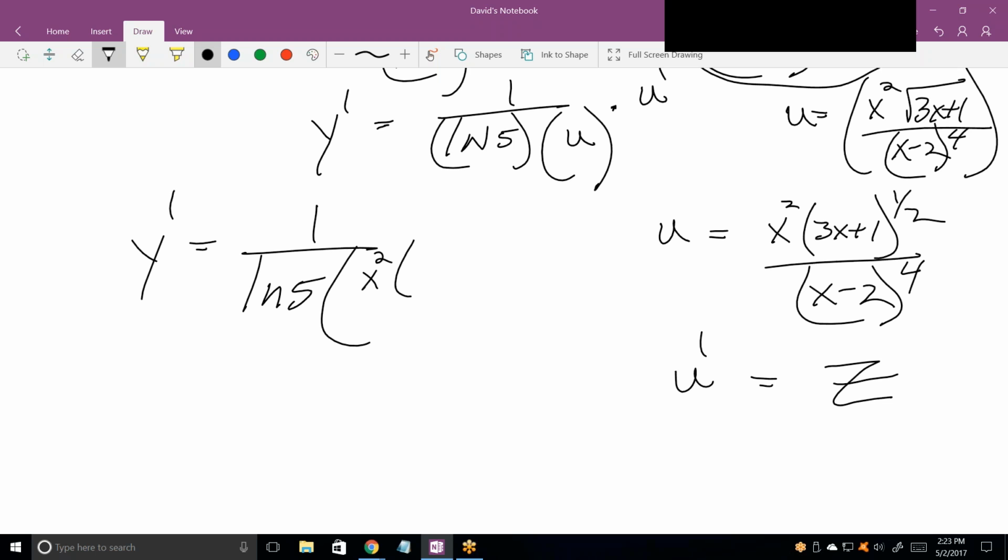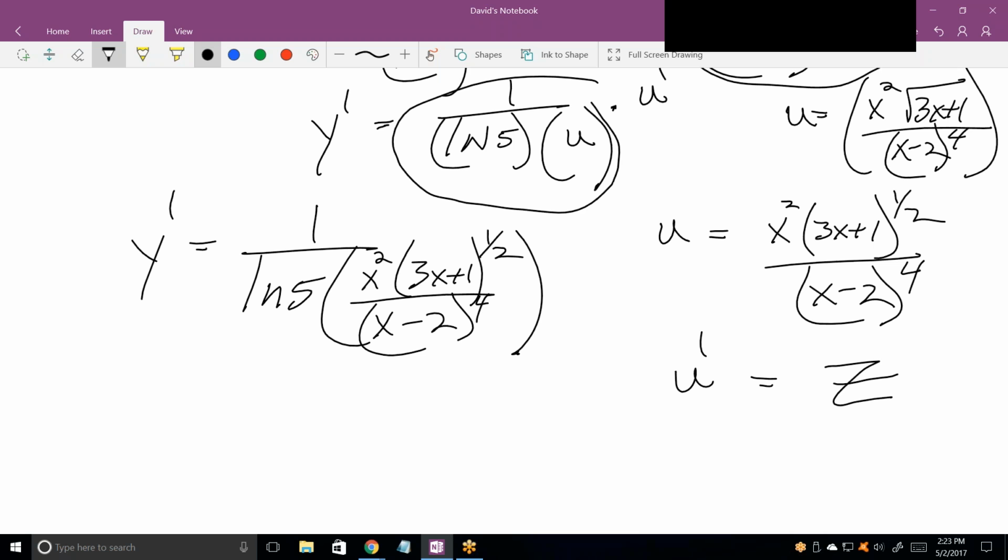Why would they give you this problem? I don't get it. I don't get it either. What's the advantage of giving you this problem? I mean, I can't imagine a problem that's more complicated, hardly. Really? Well, really, yeah. So there's 1 over natural log of 5 times u, and all of that, the derivative of u, which we're calling z.